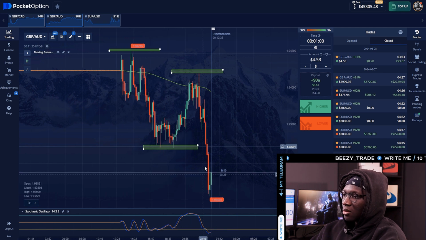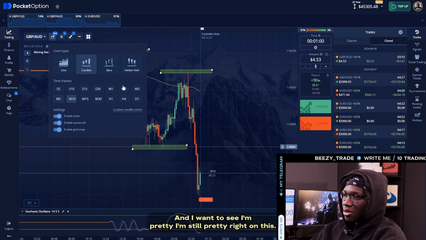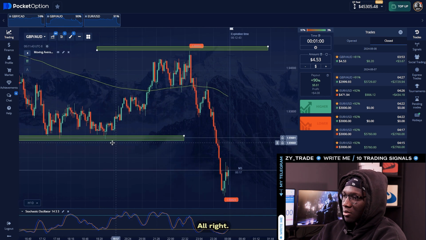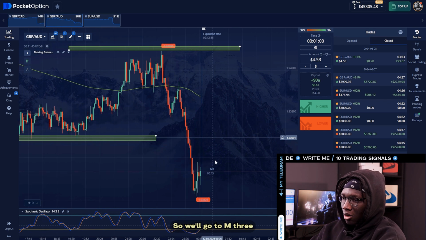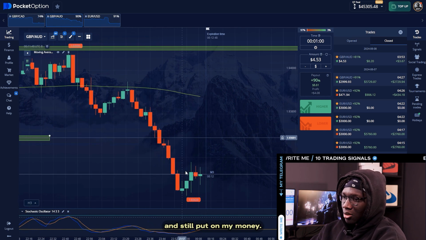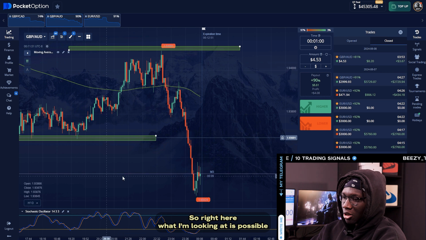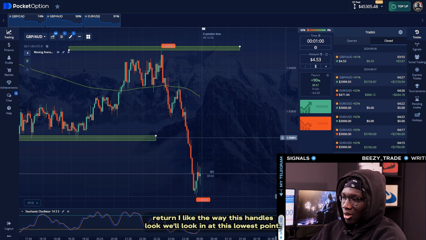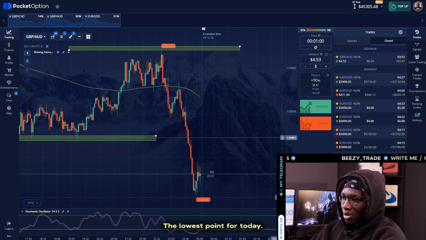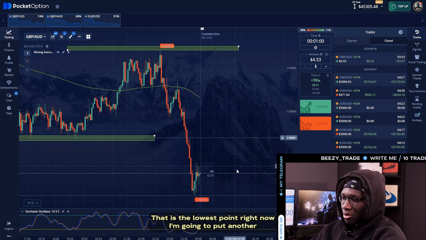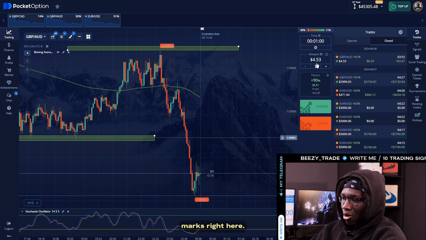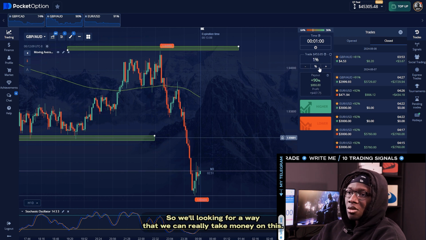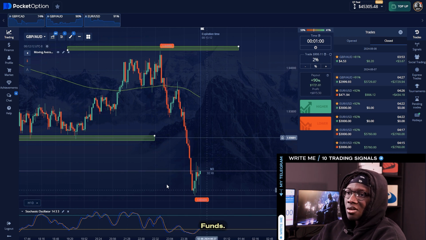So let's go back to about 10 minutes, and I want to see. I'm still pretty right on this. Alright, so we'll go to M3 and still pretty on the money. Right here, what I'm looking at is a possible return. I like the way these candles look. We're looking at the lowest point before today. That is the lowest point right now. I'm going to put another marker right here, kind of to break that. I think we're going up, so we're looking for a way that we can really take money on this.